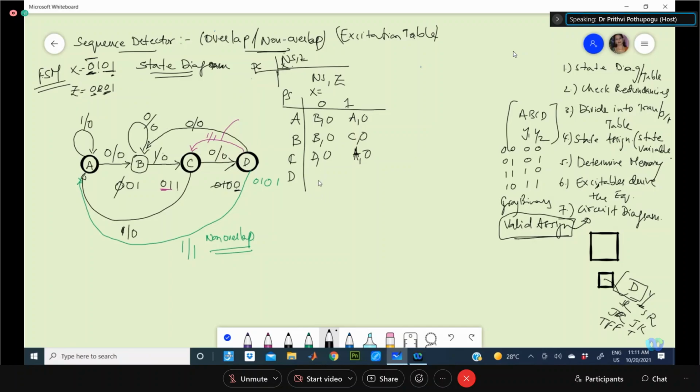And I take the overlap table. For D, if it is 0, where is it going? 0, it goes to B, generating 0. If it is 1 input, it is overlapping. For overlapping sequence, I am taking the design. It goes to C, generating 1. This is your state table.